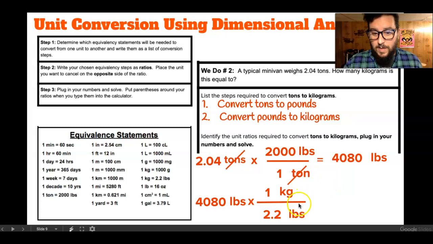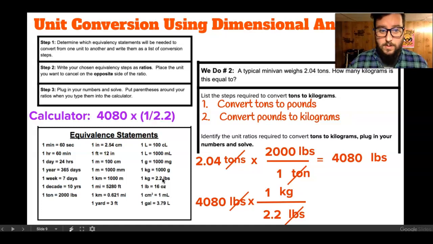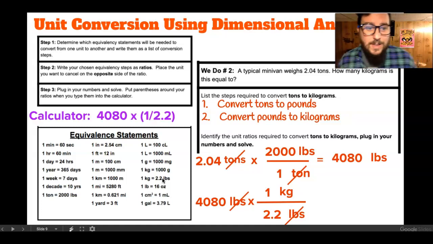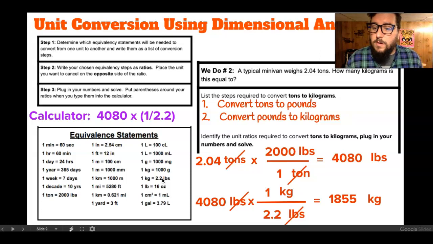Pounds go on bottom so that it cancels with these pounds. Kilograms goes on top. That's the unit we want to solve for. And we grab our numbers from right here. 1 kilogram equals 2.2 pounds. Cross off pounds first, and then use our calculator. 4,080 times parentheses 1 divided by 2.2. Hit enter, and we get 1,855 kilograms.